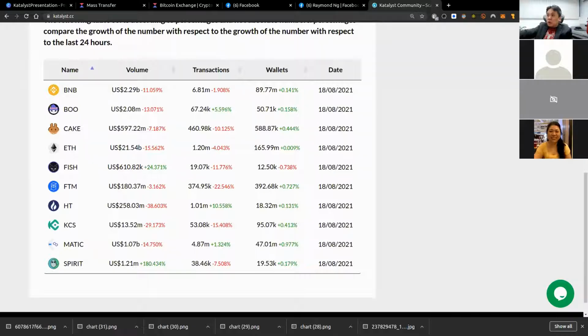Okay, Derek bought at 0.67. Oh, that's a good profit margin. 0.67, is it? And sold at 1.1. That's very good. That's like 50%, more than 50% profit.